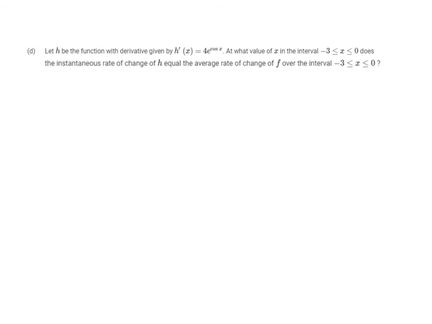So here's another interesting problem. They give us the function h. They actually don't give us h, they give us the derivative of h. They want to know at what value the instantaneous rate of change of h equals the average rate of change of f over the interval -3 ≤ x ≤ 0. So the instantaneous rate of change of h is going to be found by evaluating h prime at a certain value. The average rate of change actually is different. So there's a formula for that.